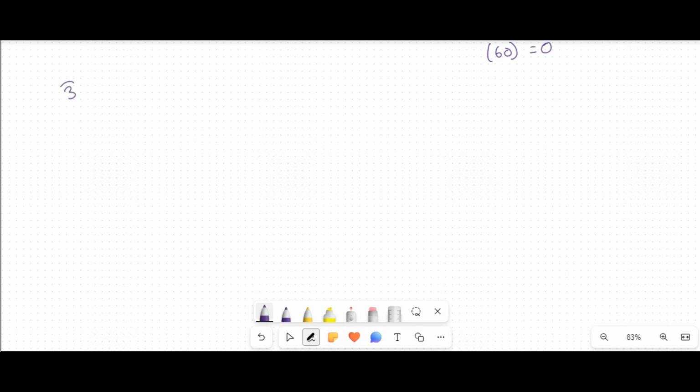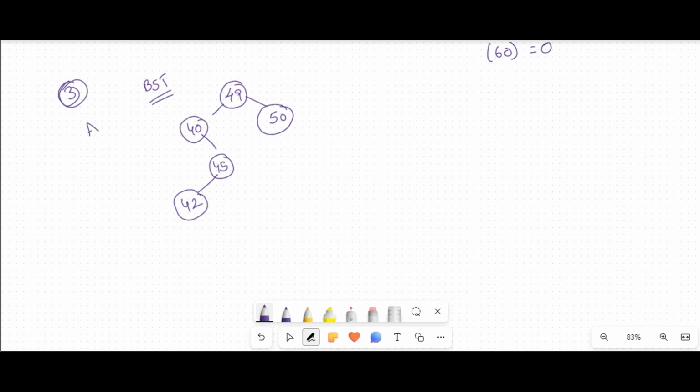Now example 3. So consider this as our last example. Now suppose the tree is 49, 40, it should be greater than 40, so it is 45, and here 45 is less than 42, and for this here it is 50. For example, this is the binary search tree. For this, how can we calculate balance factors and check whether it is an AVL tree or not?